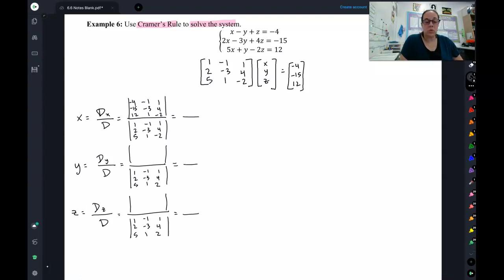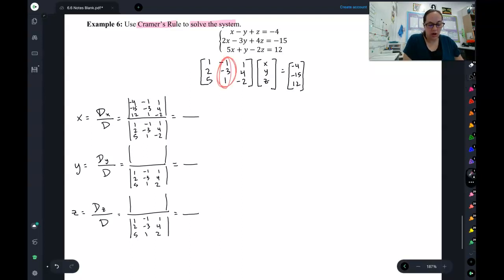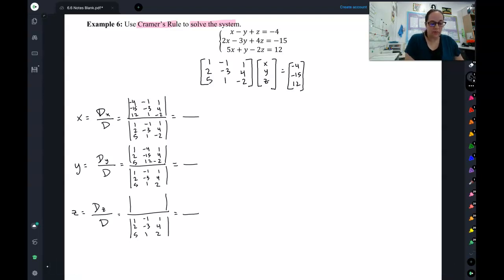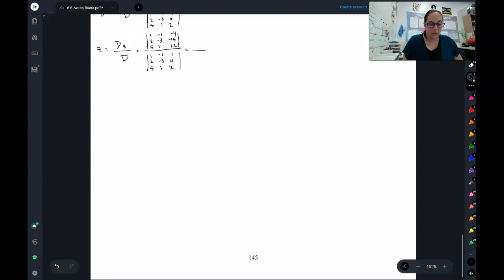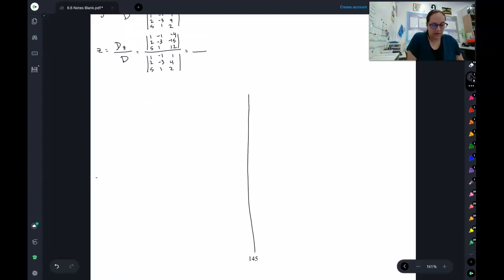Now for my special y determinant, take your y column and replace it with your constant column. So the x and the z stay the same. The y column gets replaced. And then for my special z determinant, replace the z column with our constant column. So x and y stay the same. Replace the z column with your constant column. So really what we need to do is we need to find 4 different determinants here.